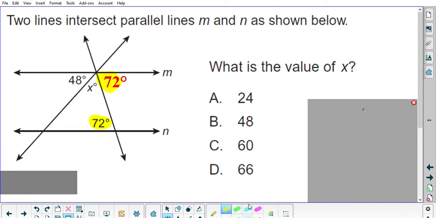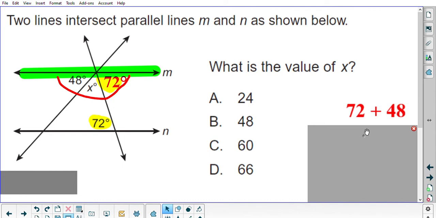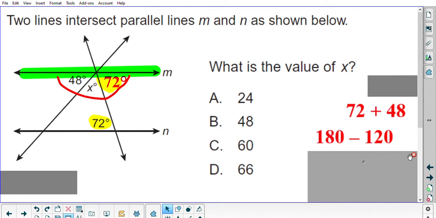Well, how does that help me? Well, because the 48-degree angle and the x-degree angle and the 72-degree angle, those 3 angles together would form a straight angle. And so what I can do is add the 48-degree angle plus the 72-degree angle and then subtract that away from 180 degrees to get the value of x. So 72 plus 48 gives me 120. If I subtract that from 180, then I will get 60 degrees.